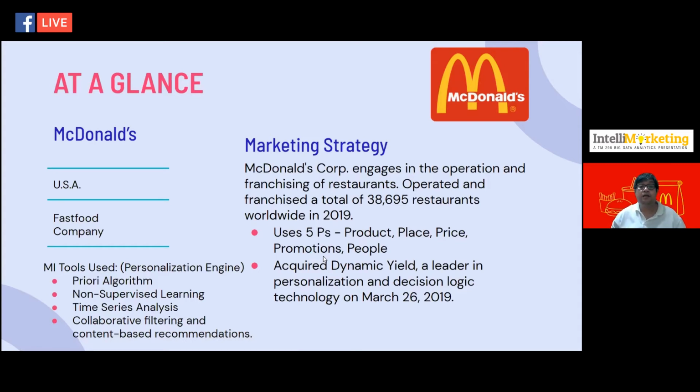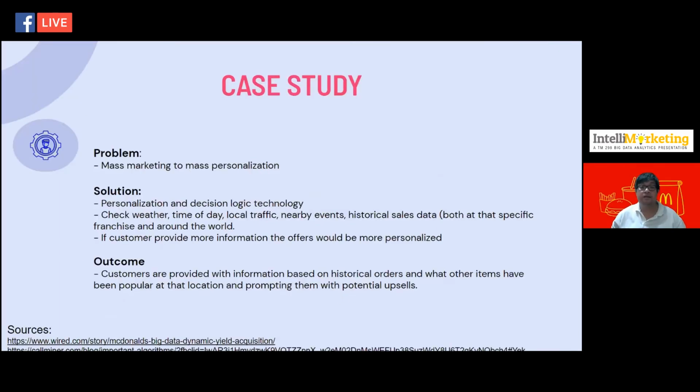You have seen this technology deployed, and in March 2019, we acquired Dynamic Yield. Through Dynamic Yield, we address the problem about mass marketing, transforming mass marketing to mass personalization. Our solution here is the use of personalization and decision logic technology that is brought about by Dynamic Yield. You would notice that it is incorporating different sources of information. And if customers provide more personal information, we will be able to offer more personalized service.